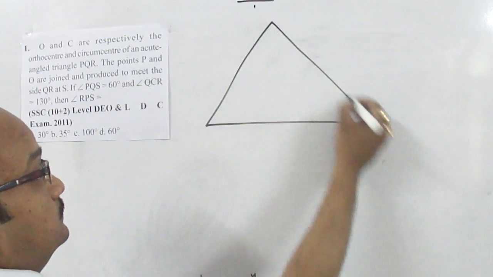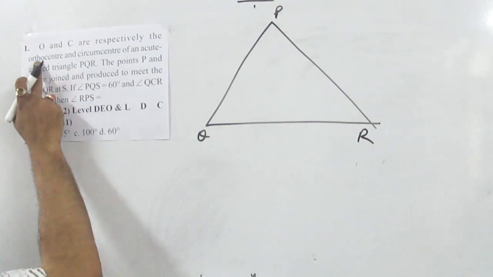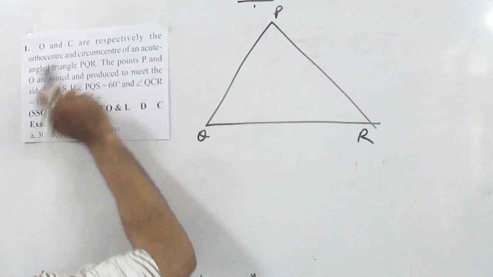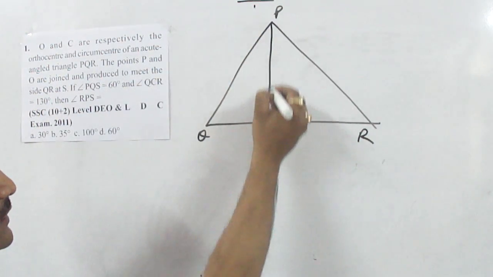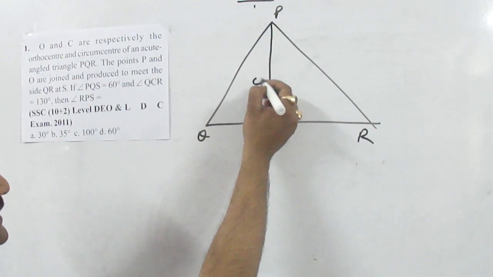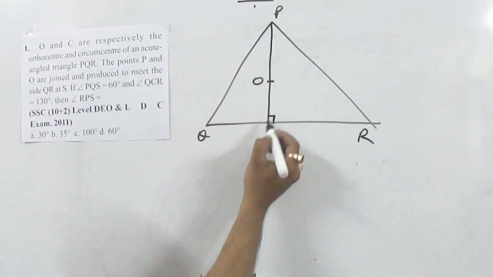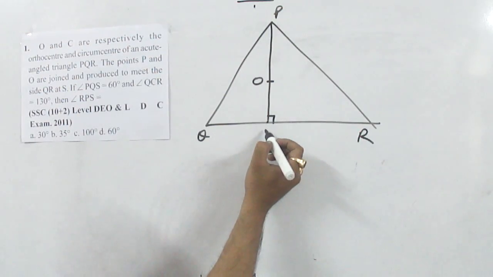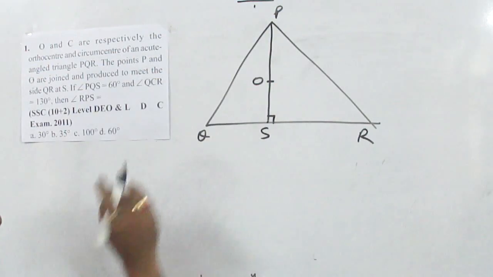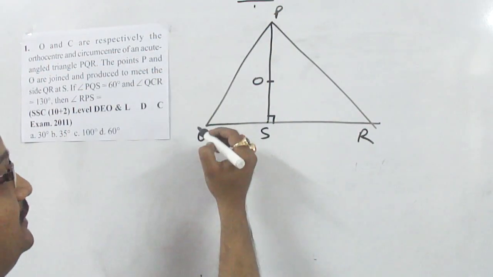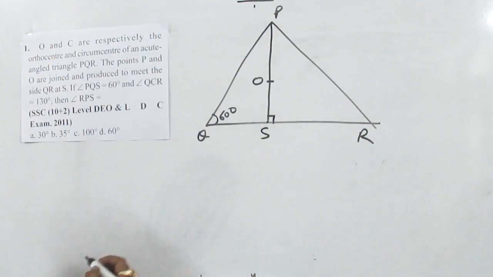So, diagram. We have acute angle triangle PQR. O is the orthocenter and circumcenter is C. Now, the points P and O. This is the orthocenter point, like this is O. When it is joined, it would be perpendicular on this side. First theorem. It meets at S, okay, and it is given that angle PQS, this angle, is 60 degrees.